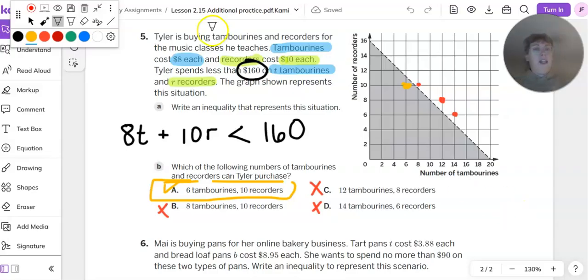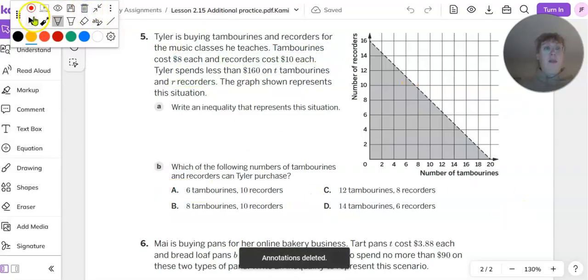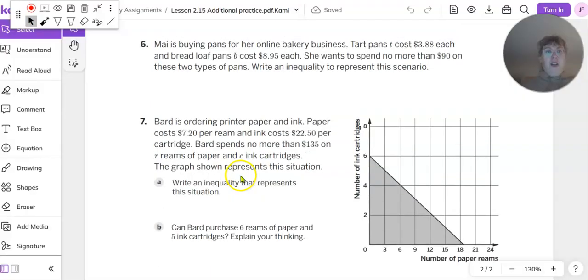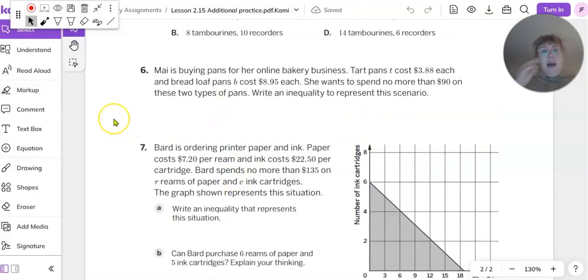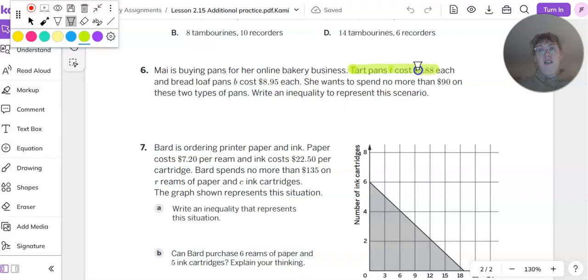Beautiful. Clear the board. While I'm clearing my board, you keep yours. Number 6 is Maya's buying pans for her online bakery business. Tart pans, T, cost $3.88. And bread loaf pans, B, cost $8.95. She wants to spend no more than $90 on these two types of pans.